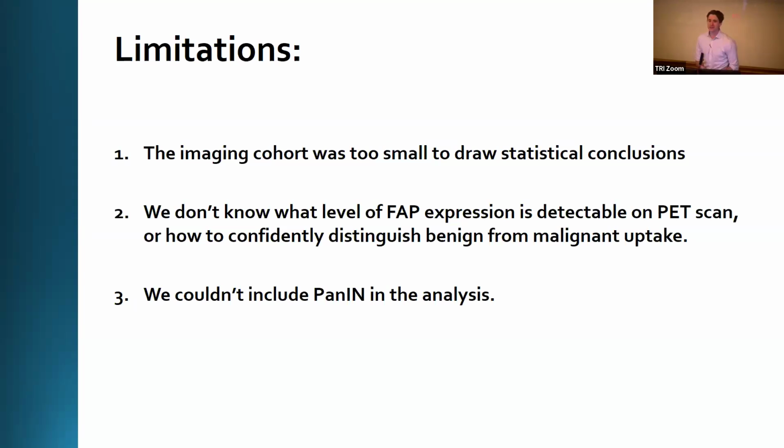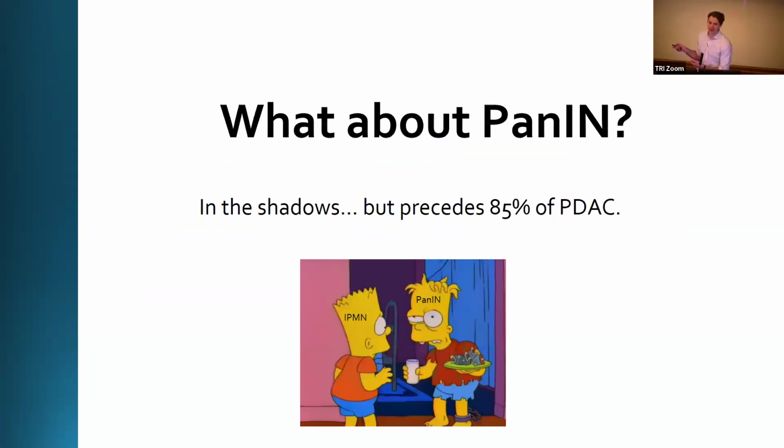And we couldn't include PanIN. PanIN is kind of like IPMN's more sinister, more naughty younger brother. It accounts for 85% of eventual PDAC, but it is invisible to any imaging modality that we have at the current time. And that's why it's so hard to study, because if you can't see it, you can't resect it and you can't do experiments on it.